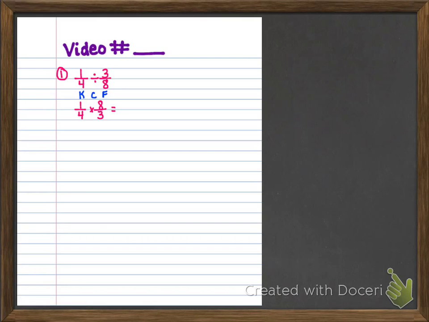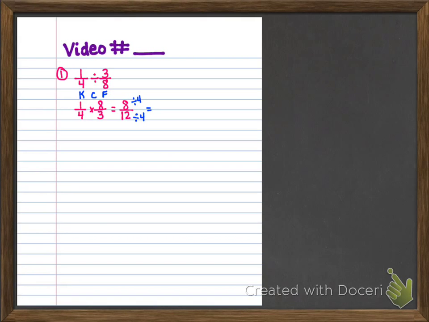So if we multiply our numerators, we're going to do 1 times 8, we get 8. Our denominators are 4 times 3, we get 12. Now 8/12 is not written in simplest form, so we need to think of a common factor that they both have and divide by it. Well, the largest number that goes into both 8 and 12 is 4.